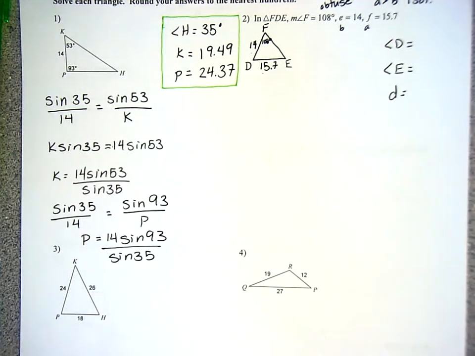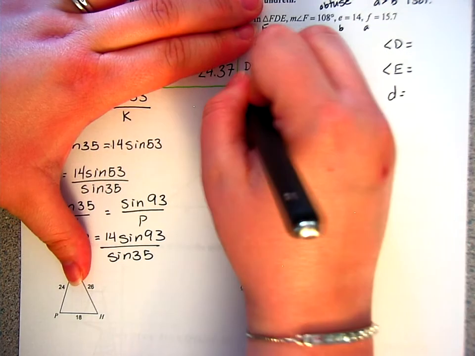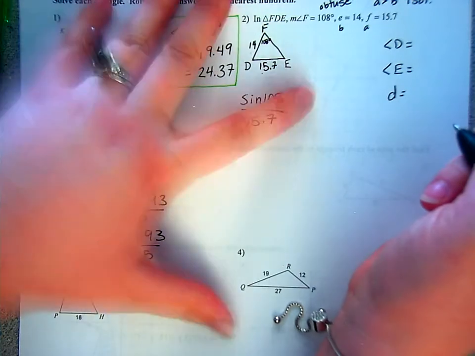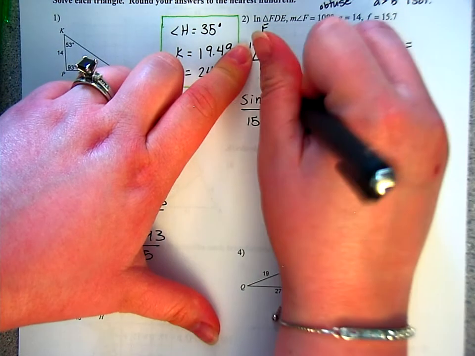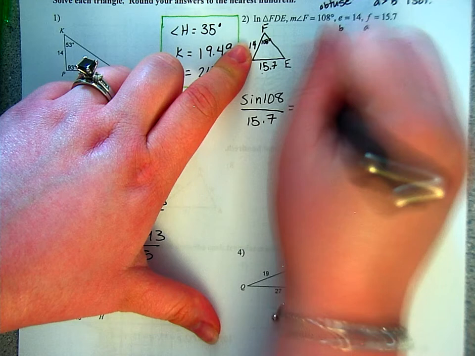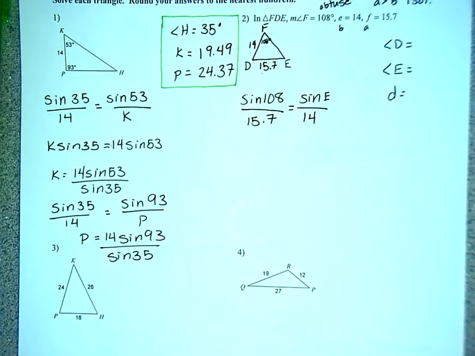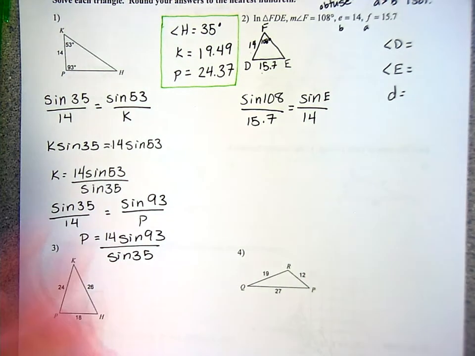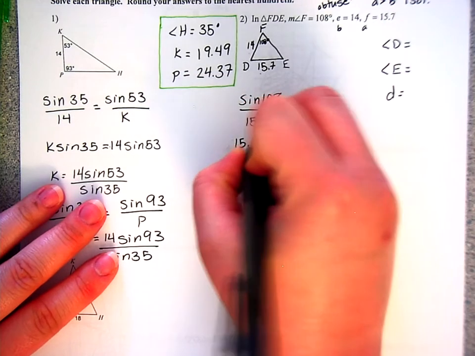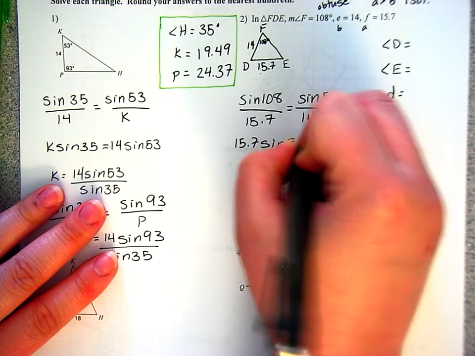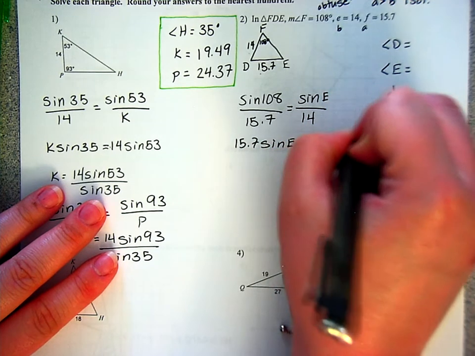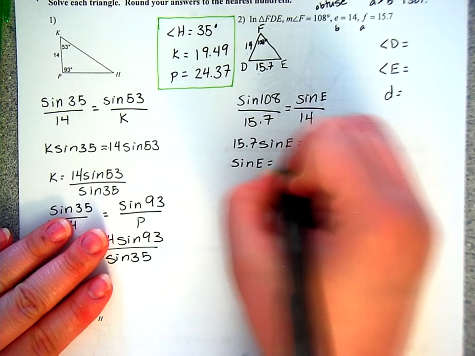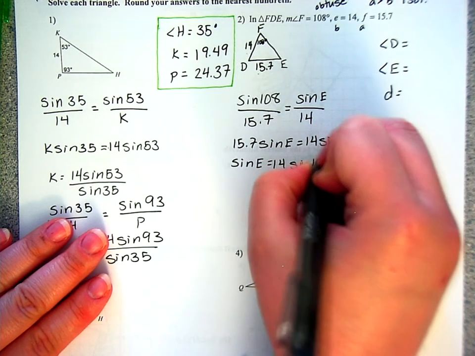So we're using our law of sines with our pair. This is sine of 108 over 15.7. The only other information we have is E, so we have to look for sine of E. We don't have an option on this one. We have to find E next because that's the missing piece of our next pair. We're going to cross multiply, so I'd have 15.7 times the sine of E is equal to 14 times the sine of 108. Then I would divide by 15.7. So I have sine of E is equal to 14 times sine of 108 divided by 15.7.